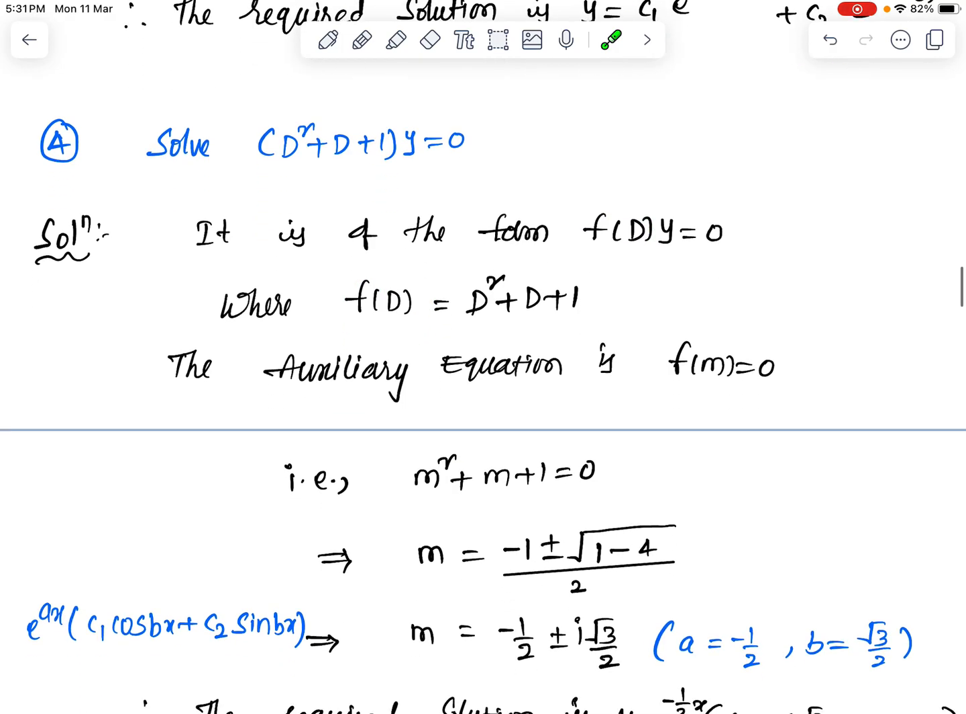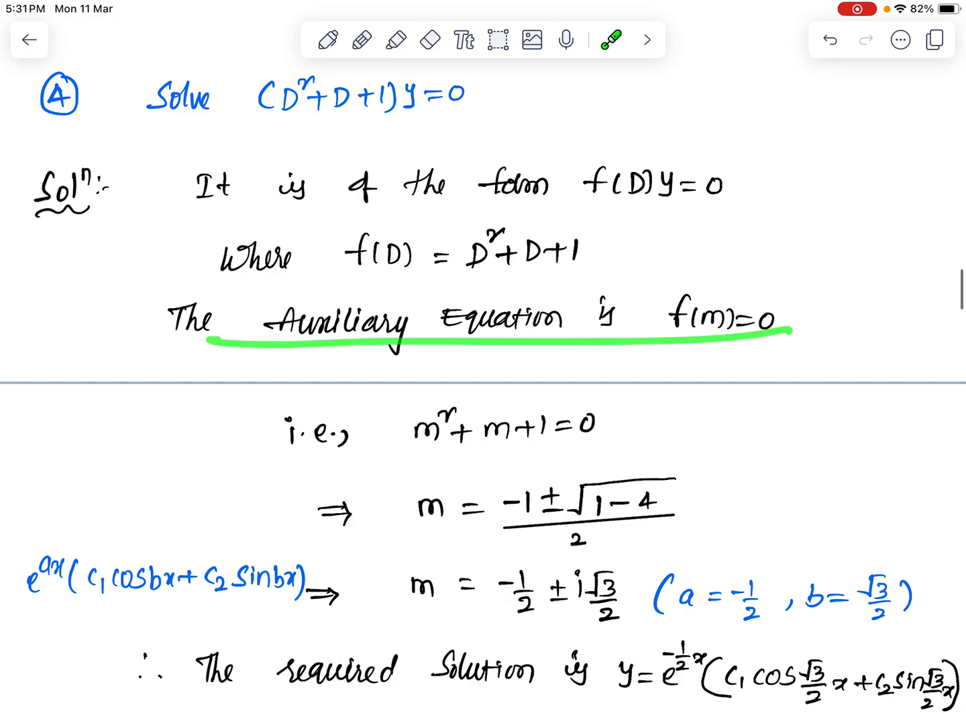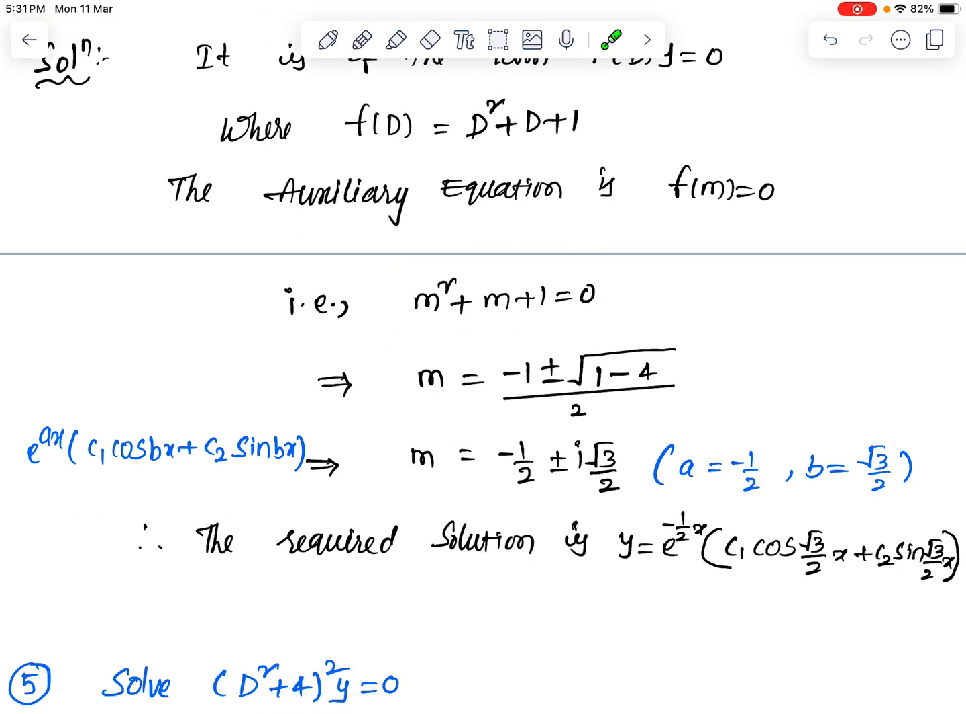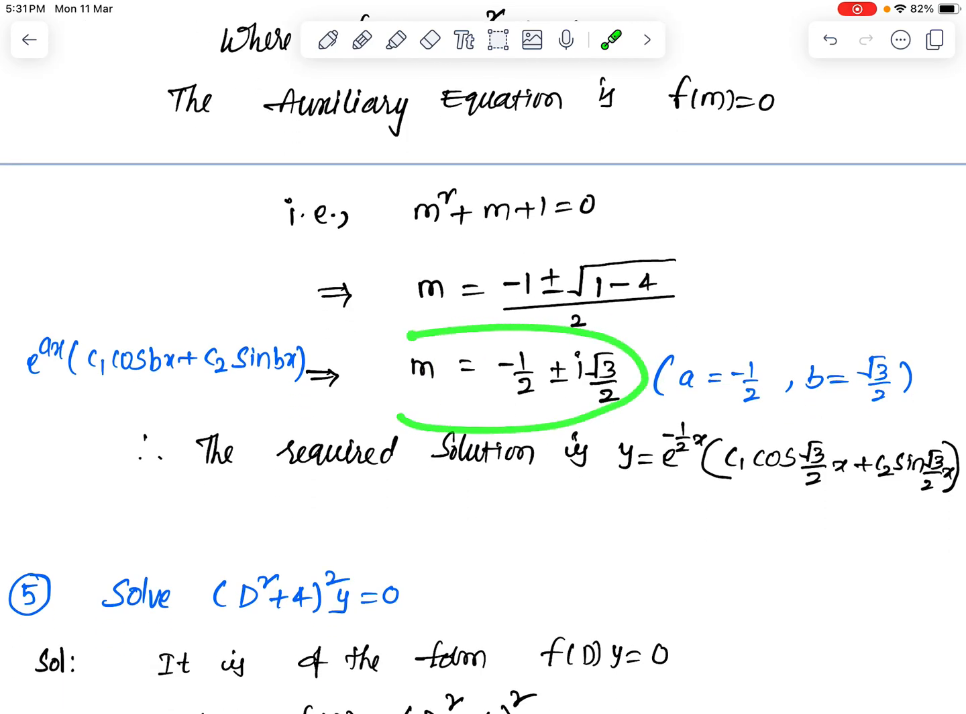After that, the auxiliary equation we should write. F of m is equal to 0, that is just replacing D by m. Then m square plus m plus 1. Here m is equal to minus 1 plus or minus under root b square minus 4ac by 2a. Using that, or directly using the calculator, write these roots: minus 1 by 2 plus or minus i root 3 by 2 you can get. These are the required roots for the above algebraic equation or auxiliary equation.